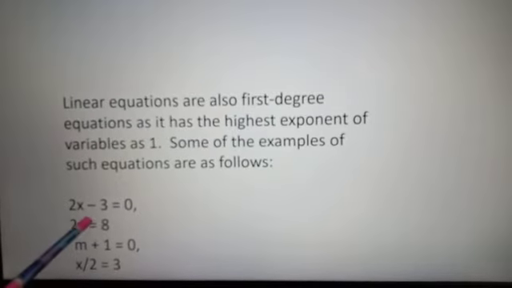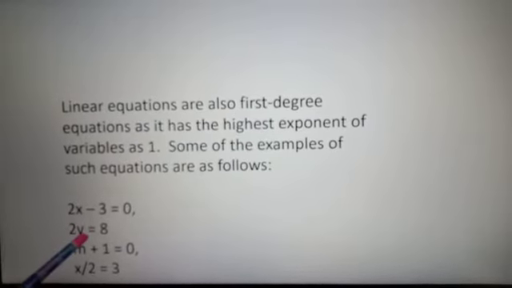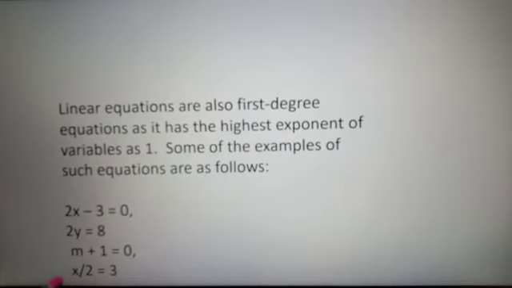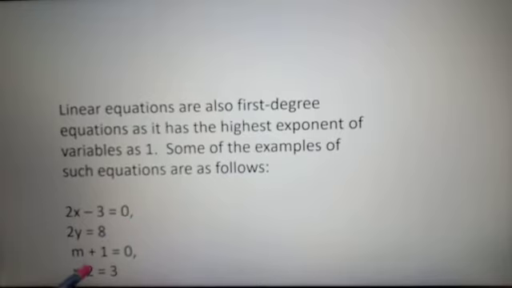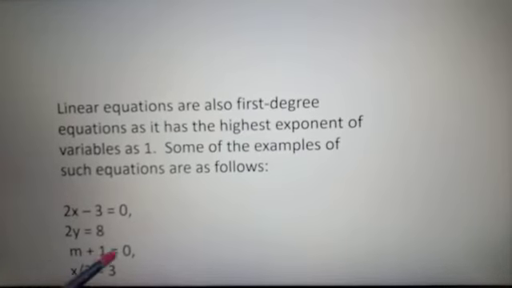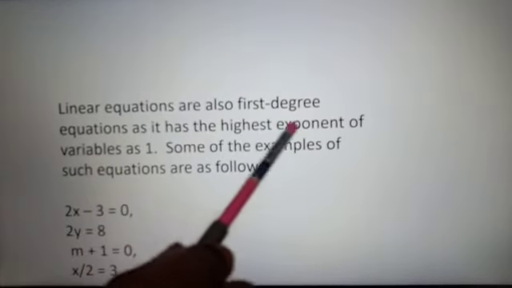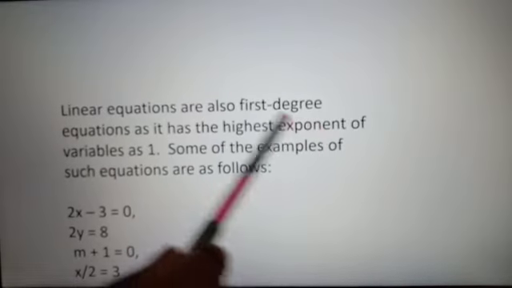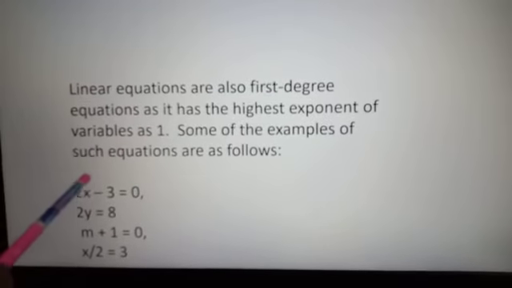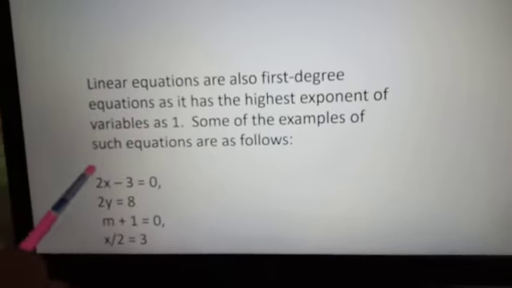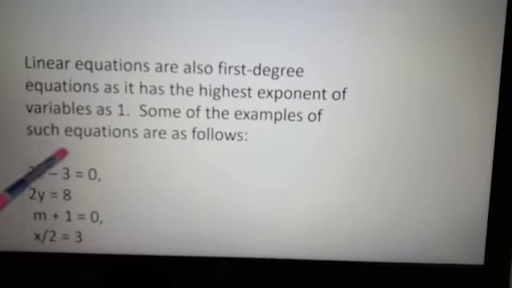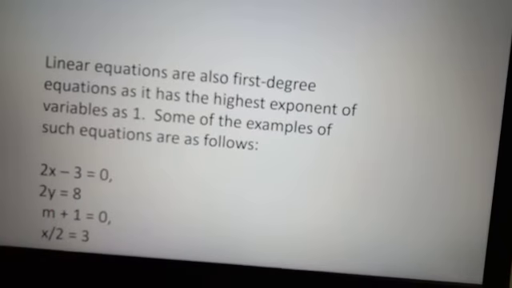See the next example. In the next example also, the power of the variable y is 1. Similarly, here the power of the variable m is 1. So these are all called linear equations, because the highest power or exponent of the variable is 1. If the highest power of the variable is 1, we can say those equations are linear equations. Understood?